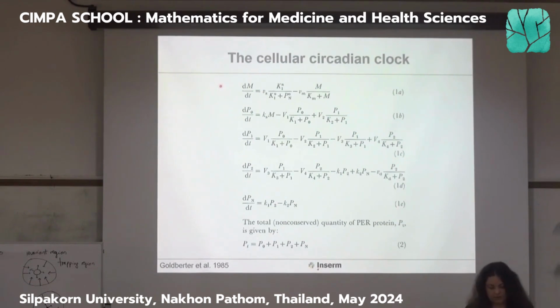So basically, you write the equation for the five variables, and you also assume a conservation law for the PER protein. So here the conservation is for everything but M, because M is an mRNA, it's not a protein. So then we can simulate this.